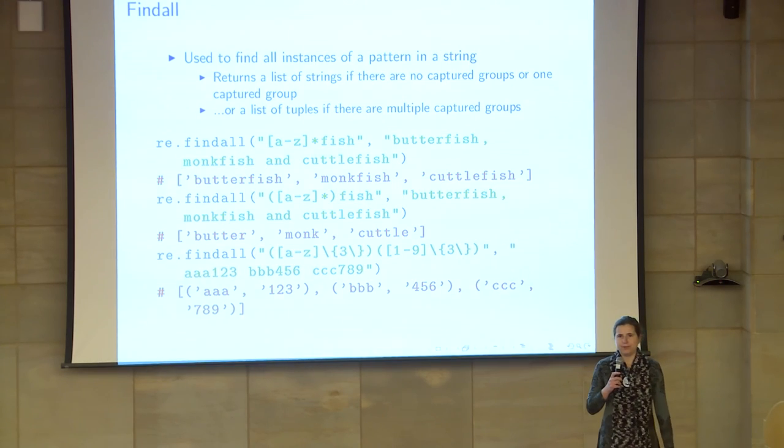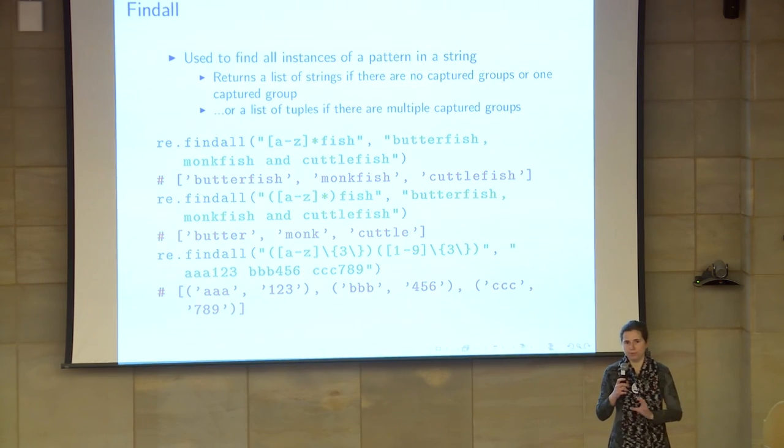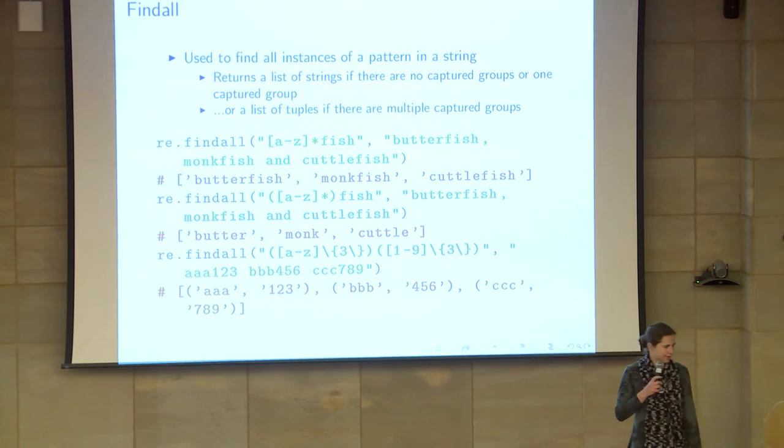Findall is when you want to find all instances of a particular substring in a string. If you just use it without any parentheses, it'll give you just a list of strings, which are all the substrings that matched. If you do use parentheses, and there's only one group that you've specified, you still just get a list of strings with that one group. But if you've specified multiple groups in your search pattern, you're going to get a list of tuples, broken up into those groups. So for example, in the last example, we want to know what the numbers are, and we want to know where the letters are, and we can break it up like that.